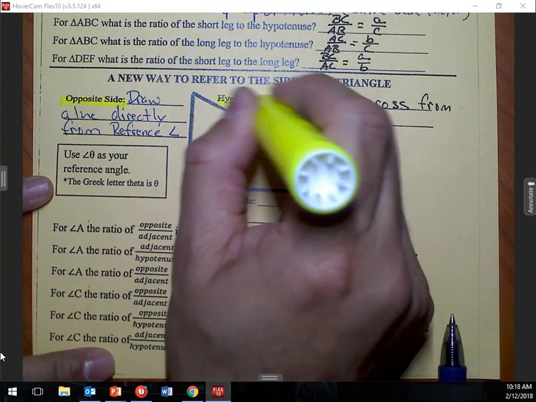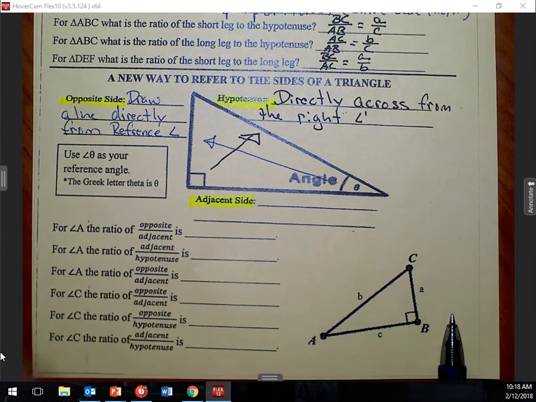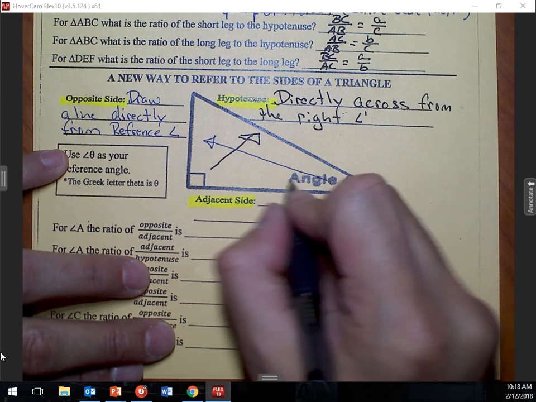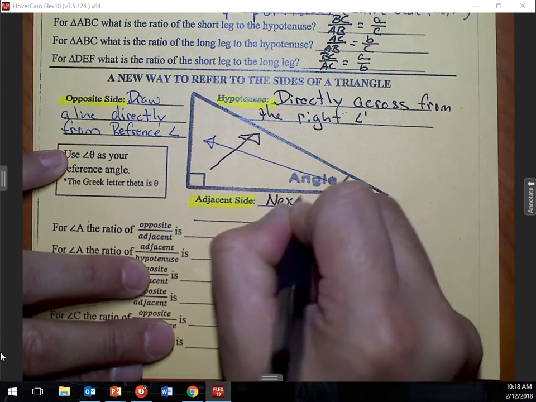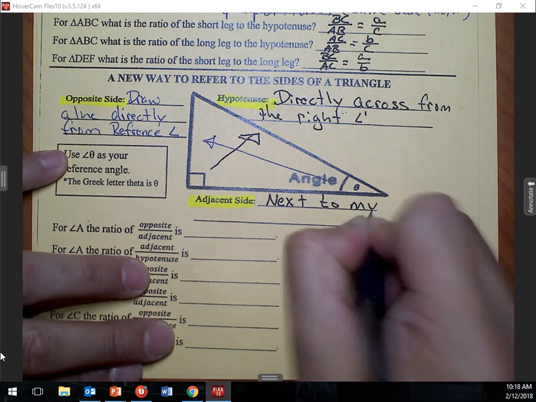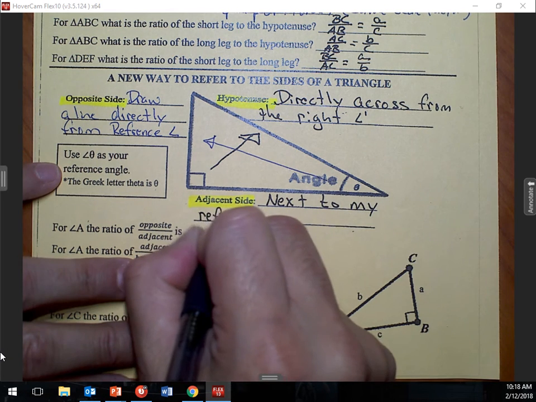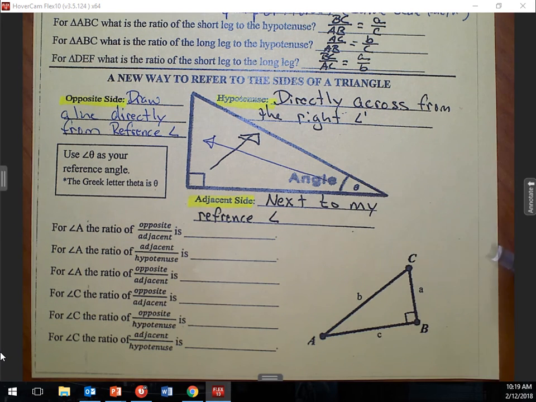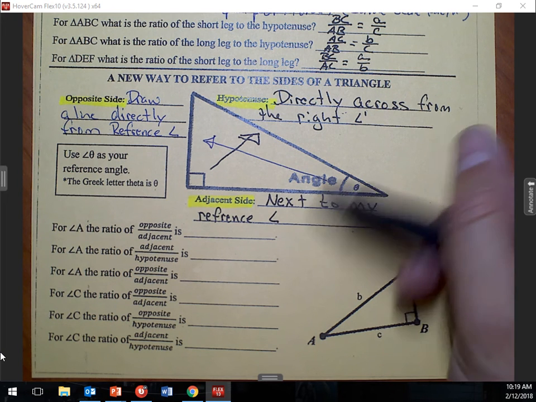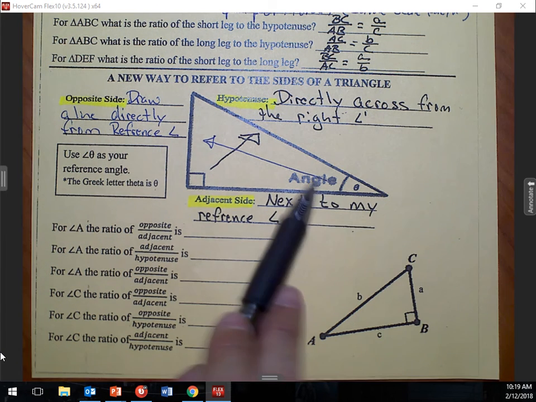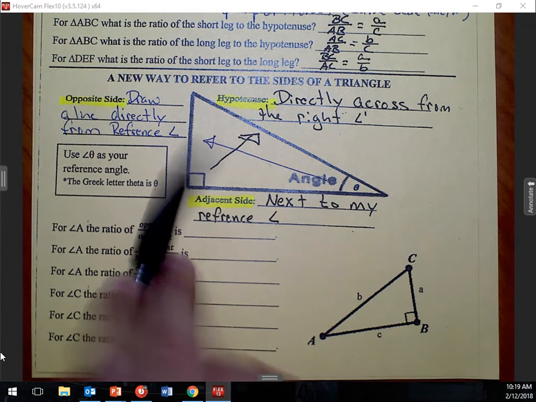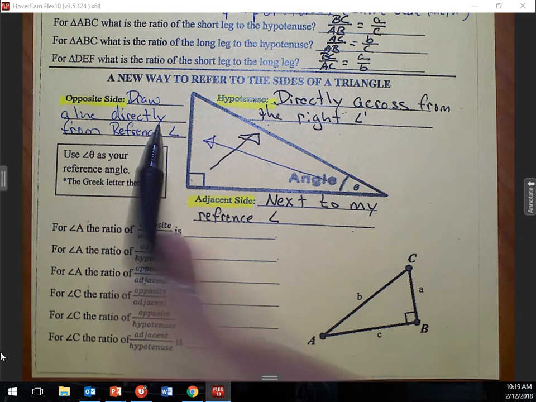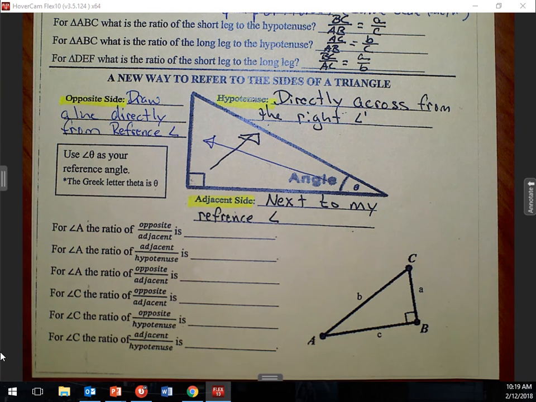This side is always going to be referred to as the hypotenuse. The last one is going to be my adjacent side. My adjacent side is going to be next to my reference angle. So if this is my reference angle, there's my side that is next to it. These other ones are referring to all the way across. So opposite the right angle is my hypotenuse. Opposite my reference angle is my opposite side. And my third side is going to be my adjacent.